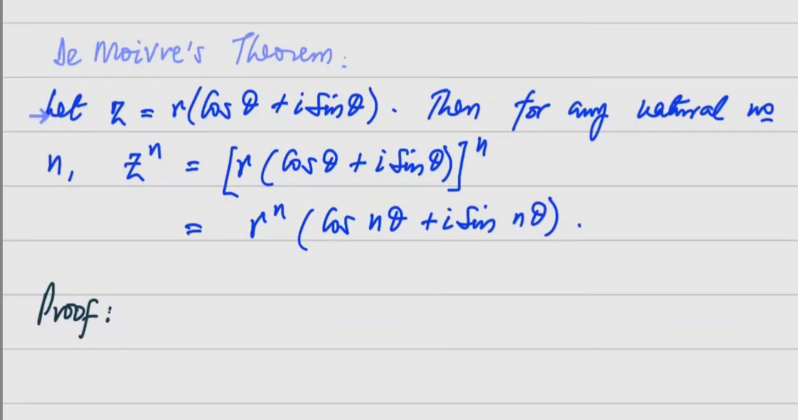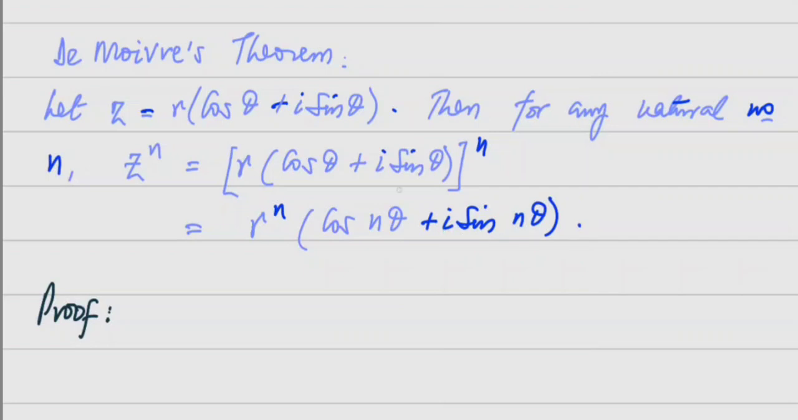The theorem says: let z equals r(cos theta plus i sin theta). Then for any natural number n, z raised to power n is equal to r(cos theta plus i sin theta), everything raised to power n, is equal to r raised to power n into (cos n theta plus i sin n theta).